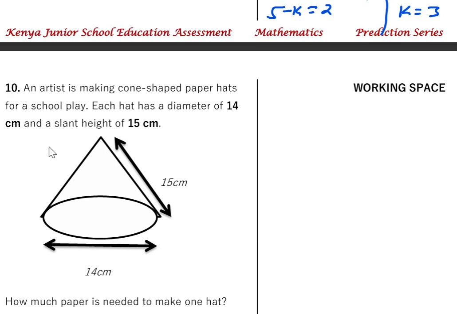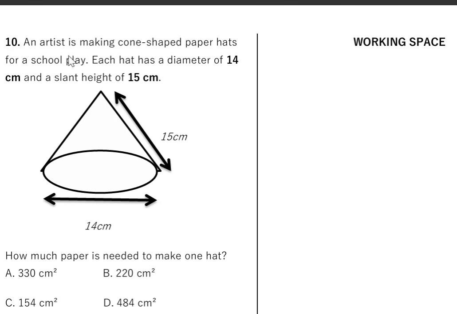We continue to number 10. An artist is making cone-shaped paper hats for a school play. Each hat has a diameter of 14 centimeters and a slant height of 15 centimeters. How much paper is needed to make one hat? So they're talking about surface area. Remember, this is a hat.